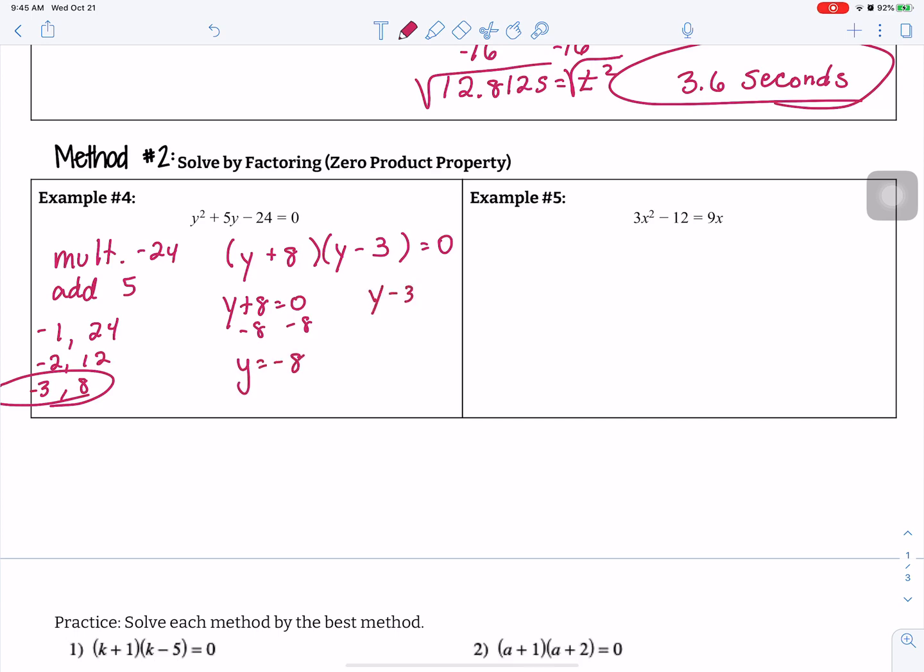And then I would also solve y minus 3 equals 0, because if that equals 0, the whole thing is still also equal to 0. And so y equals 3. Again, we have two possibilities.